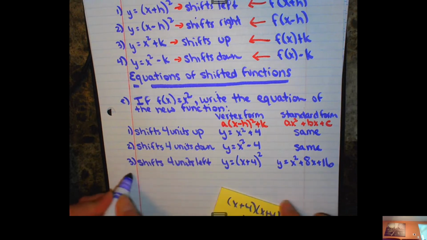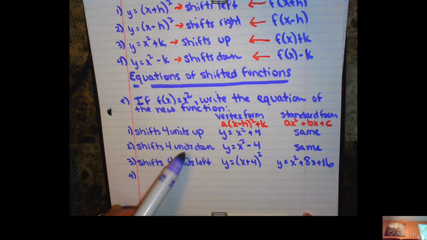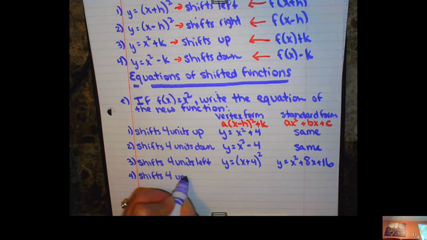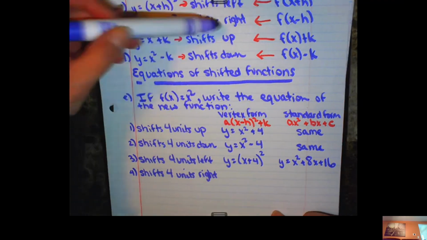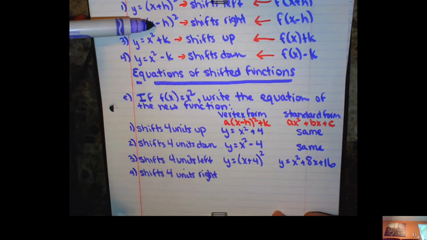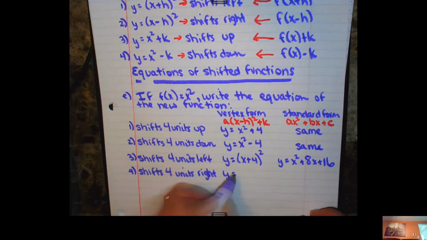Number 4, you probably can guess it. We did 4 units up, 4 units down, 4 units left. Now we're going to try shifts 4 units right. Well, if you look up at the key, 4 units to the right means we're subtracting inside the parentheses. So we have y equals, instead of x plus 4, it's going to be x minus 4 squared. So there's your equation in vertex form.